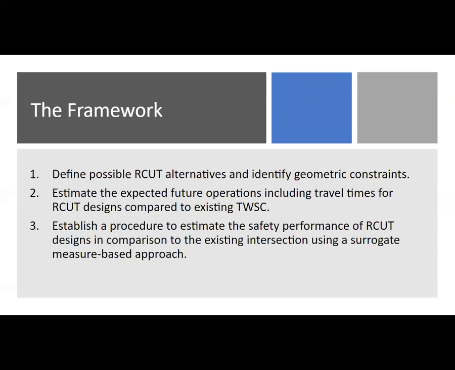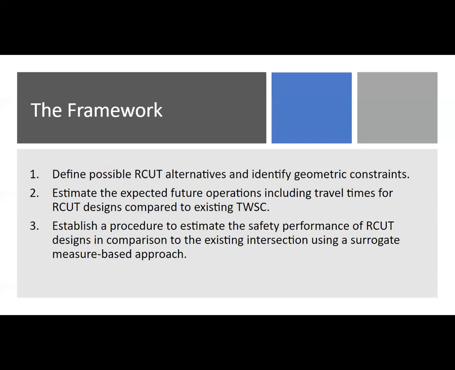The approach that we took was that, okay, we're going to define potential alternatives and then estimate the expected future operation, including travel times, of an RCUT design compared to the existing two-way stop control intersection. So we wanted to see if we implement the existing design in vSIM, calibrate and validate the behavior there, and then move on and recreate in vSIM the RCUT design.